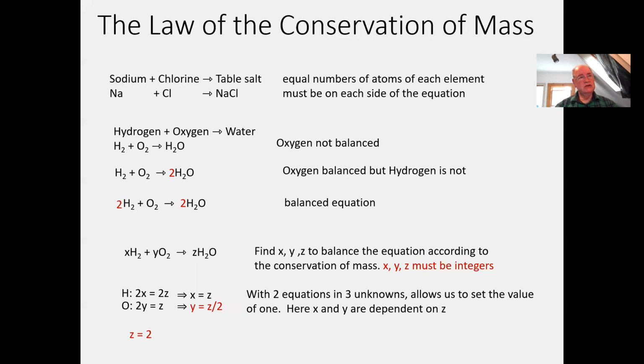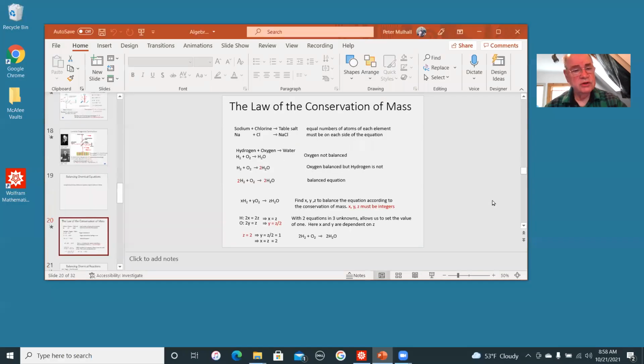And the only constraint here is that Y is equal to half of Z. So make Z 2. We make Z 2, Y is happy as 1, X is the same as Z. So X is also equal to 2. And there's our balanced equation. Okay. All right. Let's go to a more interesting one.